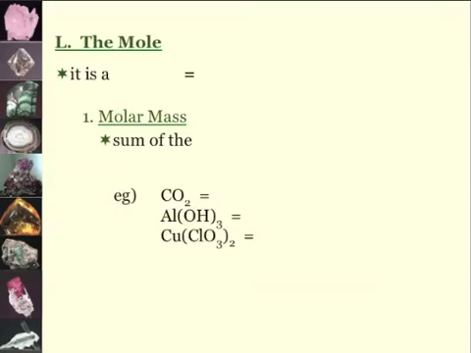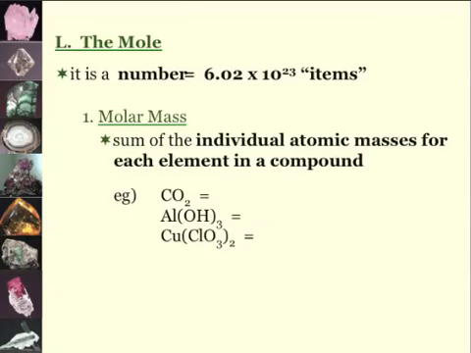Now, if we need to calculate the mole. The mole, it is a very specific number. And a mole equals 6.02 times 10 to the 23rd items. Okay? A molar mass is the sum of the individual atomic masses for each element in a compound. So we can find these atomic masses on our periodic table.